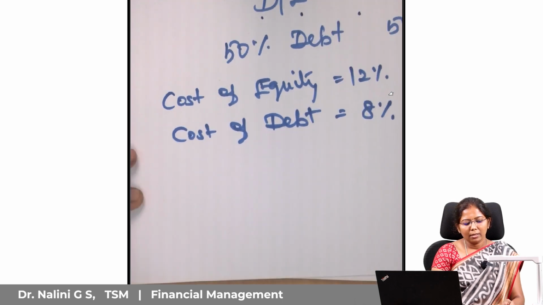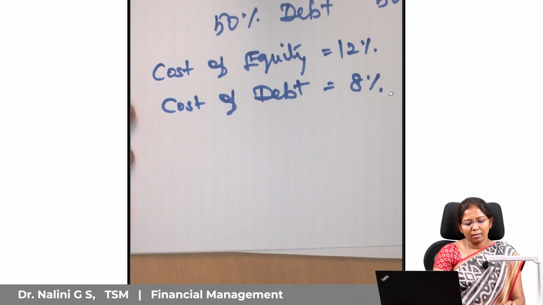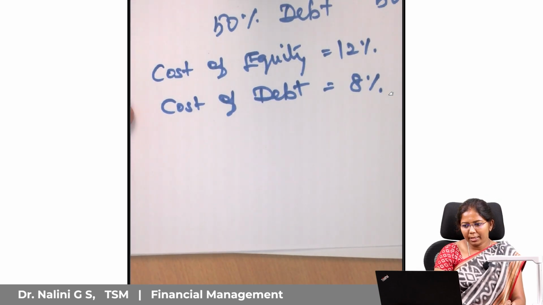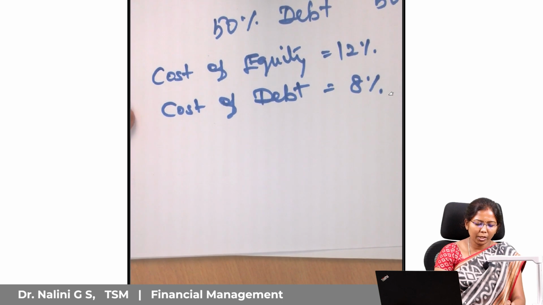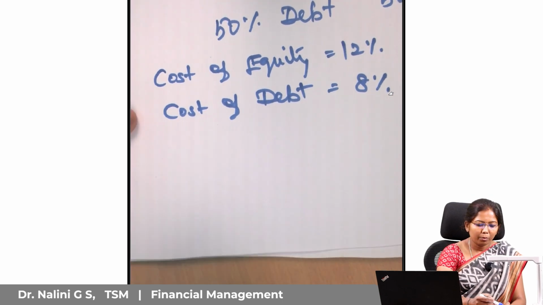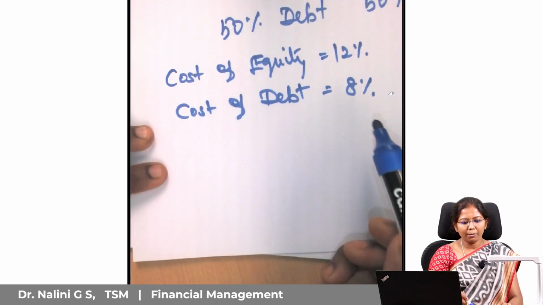Generally, cost of equity will be greater than cost of debt. Why? Because equity shareholders are taking more risk than the debt holders. Suppose the company goes bankrupt, then they may lose their entire investment. So equity shareholders are taking more risk, and due to that, their expected rate of return will be greater than debt holders' expected rate of return. So here, cost of equity is 12%, cost of debt is 8%.